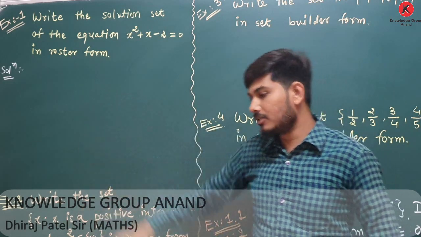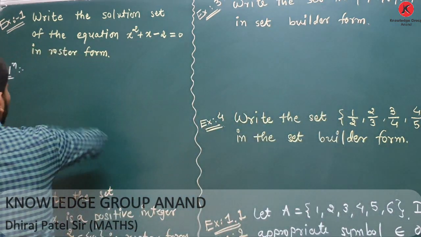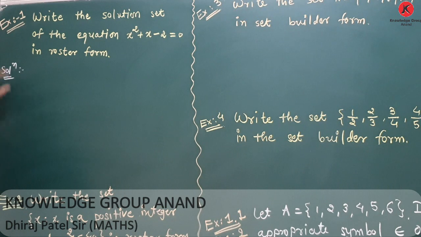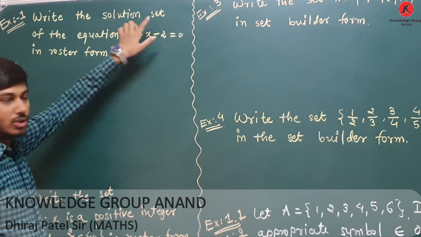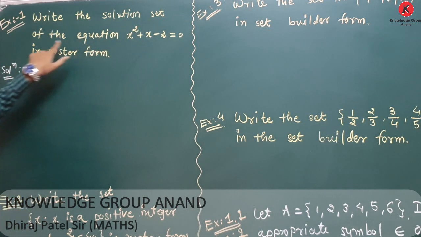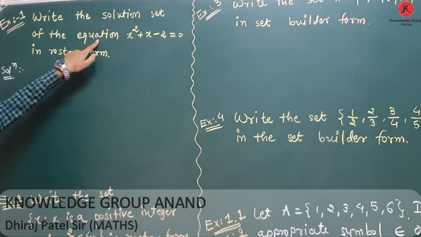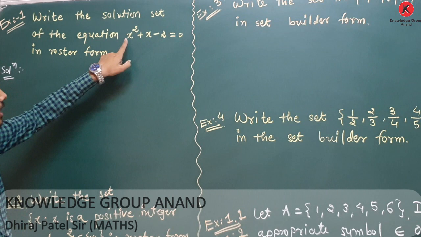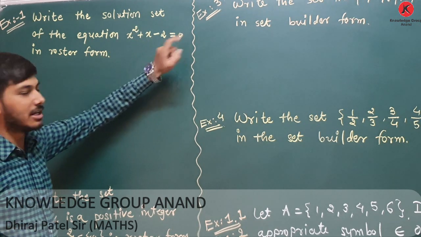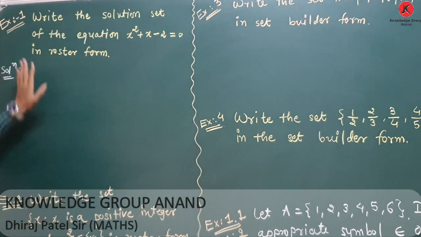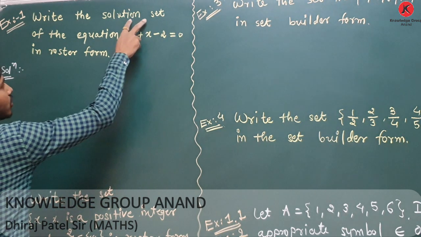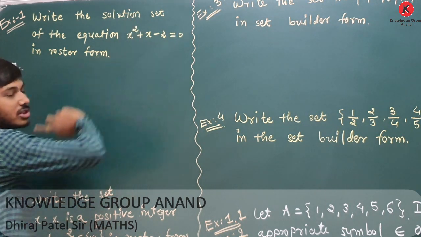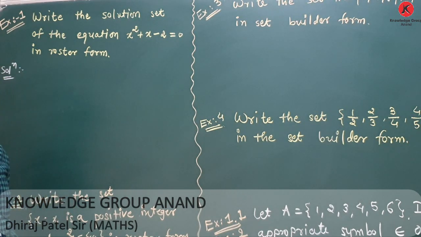Now we are starting with example number 1. This is our example number 1. Write the solution set. You have to write the solution set of the equation. The equation given is x square plus x minus 2 equals 0, in roster form. You have to write the solution set of this equation in roster form.